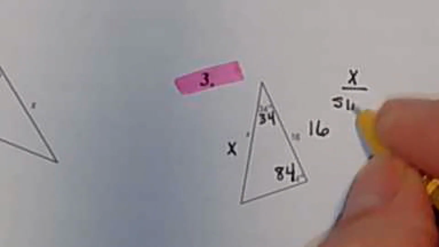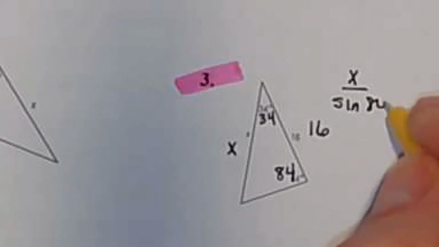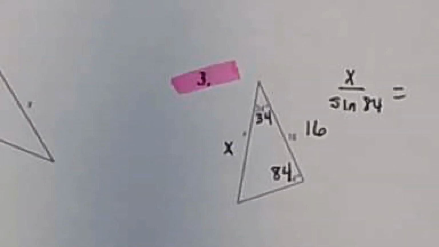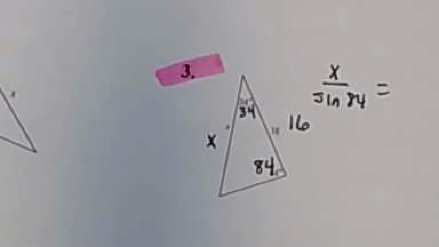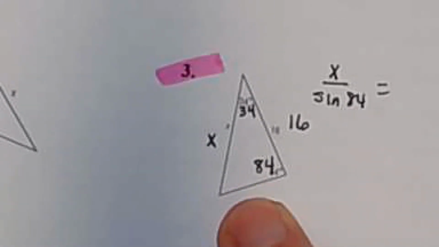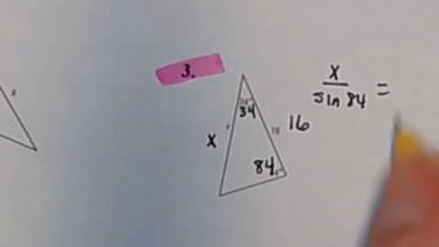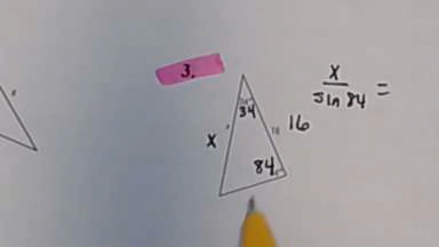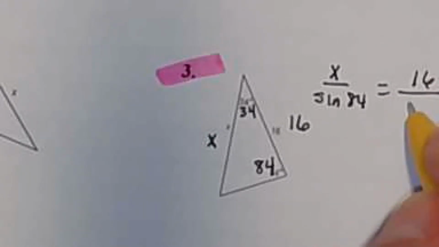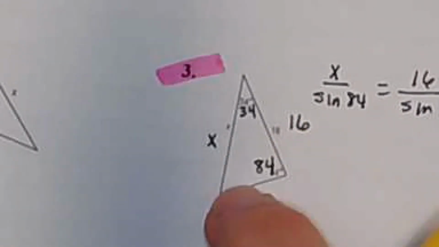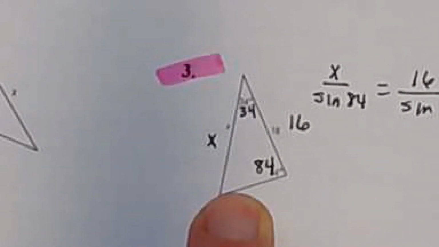So the sine of 84 is equal to, now since this is not a right triangle, there's no way I can find this side because I have two missing sides right now. So I can't use Pythagorean theorem. So I'm going to continue with my law of sines. So I have to use my 16. So 16 over the sine of what? Because this angle down here is this angle that's opposite that side.